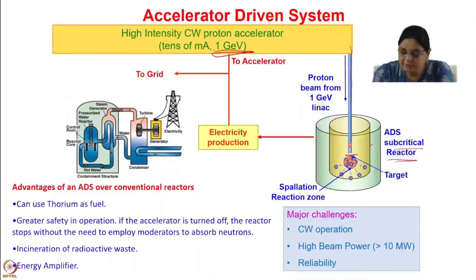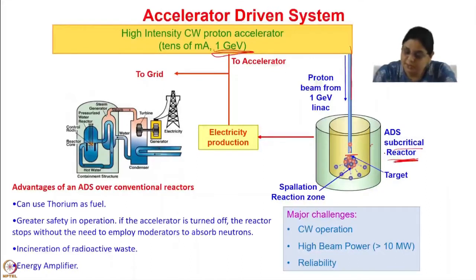So what do you mean by subcritical? Subcritical means that it cannot sustain the chain reaction on its own. Its K effective is less than 1. If the K effective of a reactor is less than 1, then the chain reaction dies and there will be no more fission in the reactor. Normally reactors are operated at K effective equal to 1. If K effective is greater than 1, then it is like a bomb. So this reactor is subcritical and on its own it cannot sustain a chain reaction.